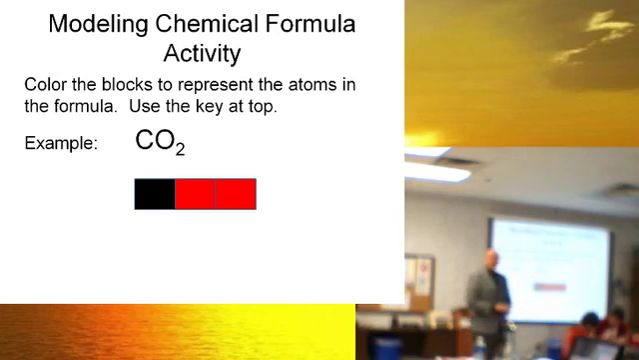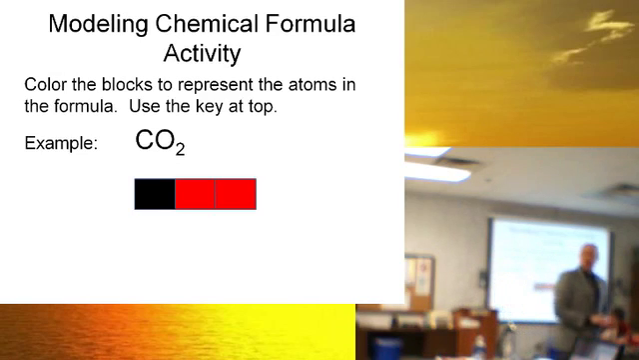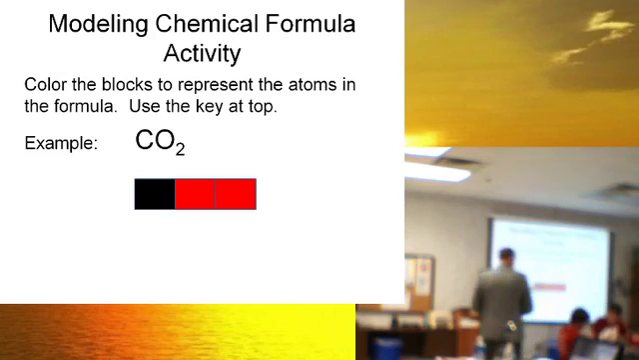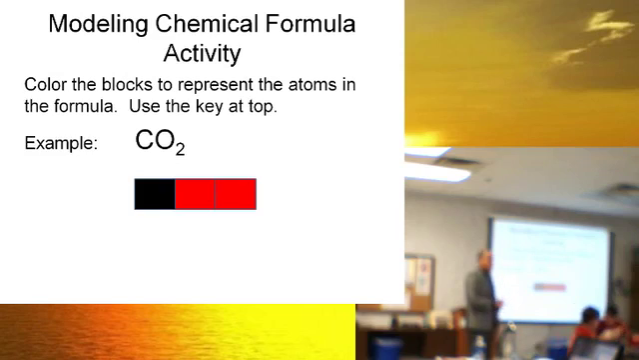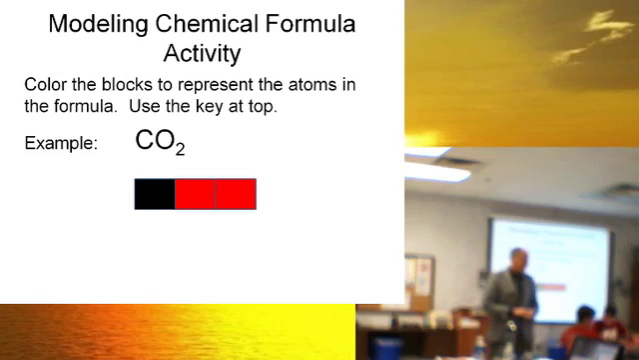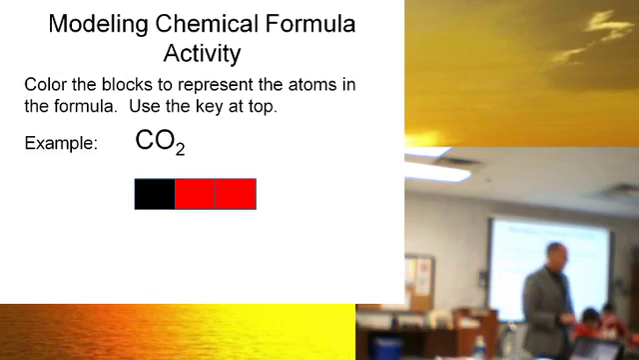Okay, so how many zincs are there? 1. Color it green. Okay, the next one, nitrogen. How many are there? 2. What color is nitrogen? Blue. Grab a blue and color 2 of them blue. How many oxygen are there? 6. What color is oxygen? Red. Color 6 of them red. Do you understand how you're doing this?